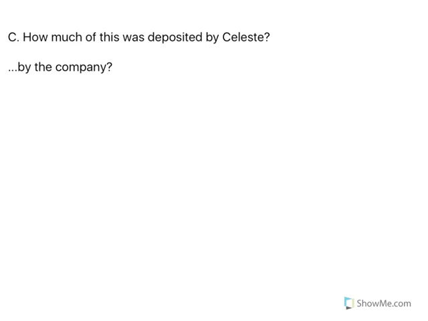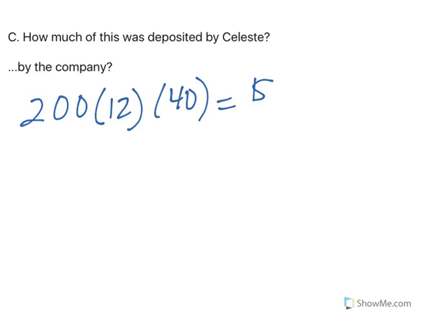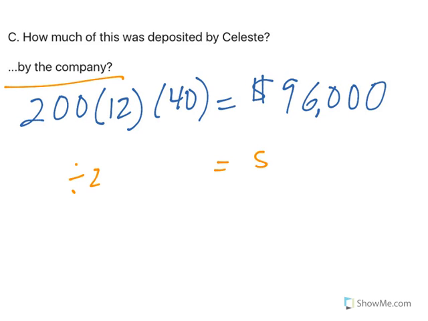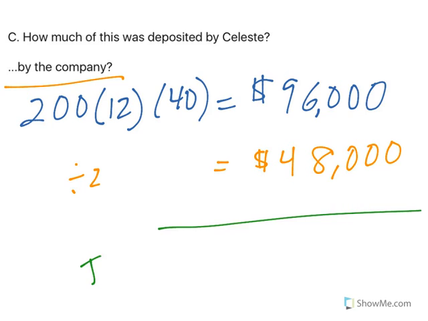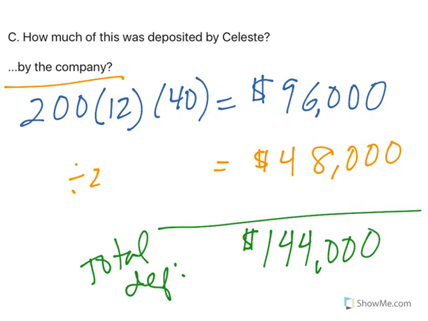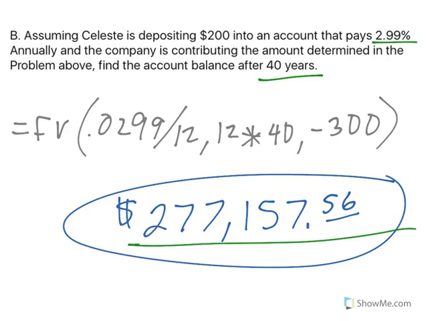Now, how much of this was deposited by Celeste? So let's remember, $200 a month, 12 months in a year for 40 years, Celeste deposited $96,000. The company is half of that. So if I divide that by 2, the company put in $48,000, right? So total deposits, because we're going to need this later, total deposits together is $144,000. So that's how much was put in the account, and the ending result is $277,000.